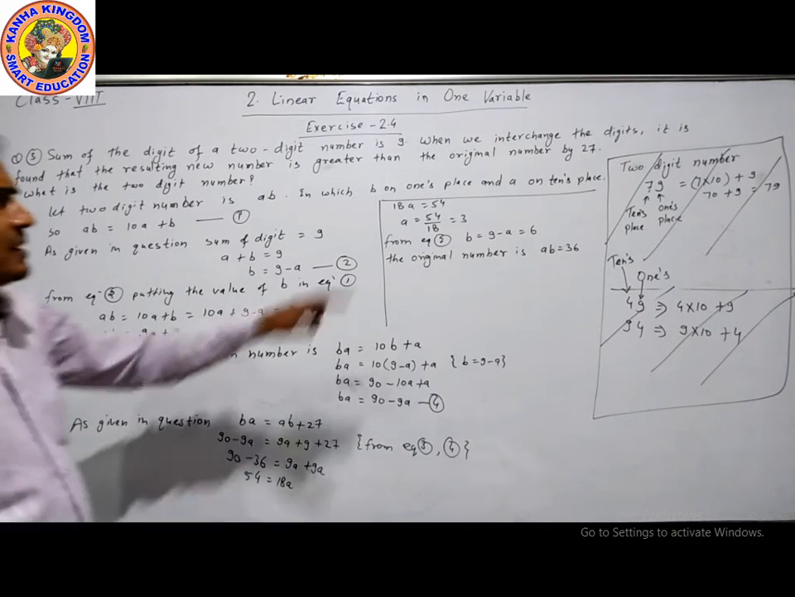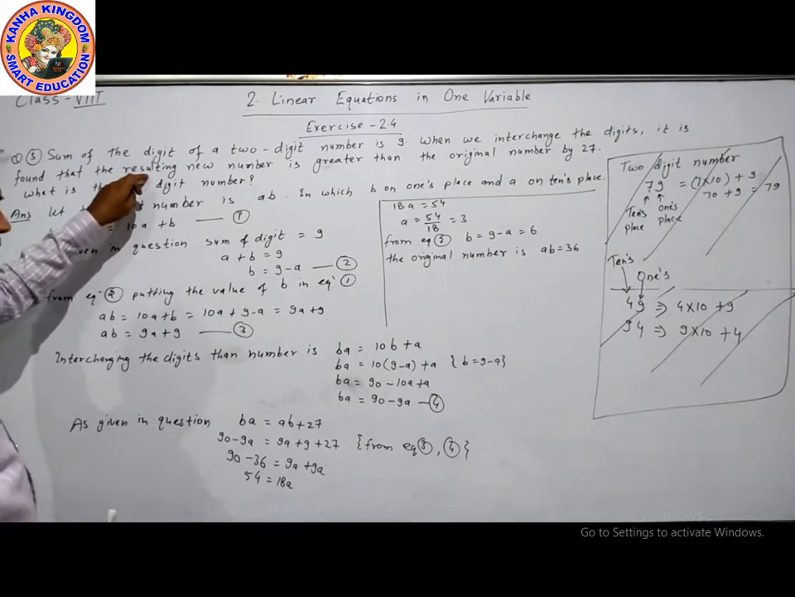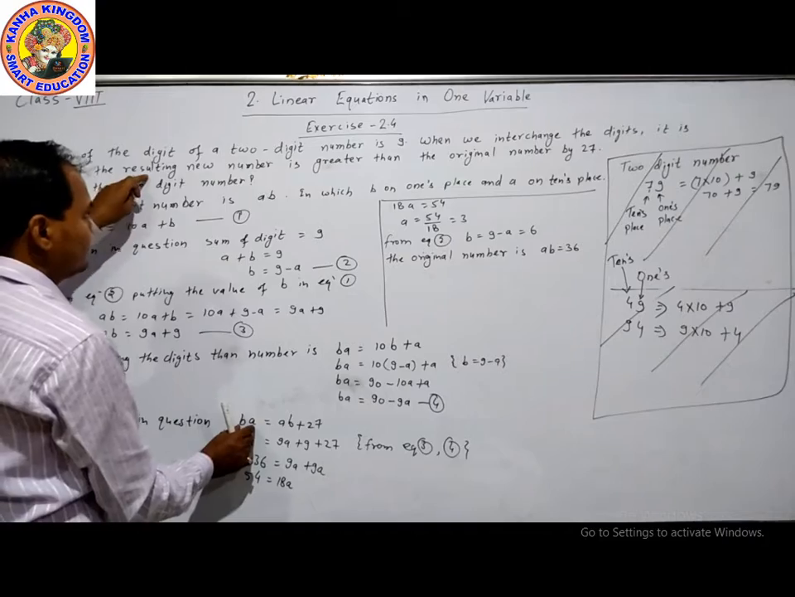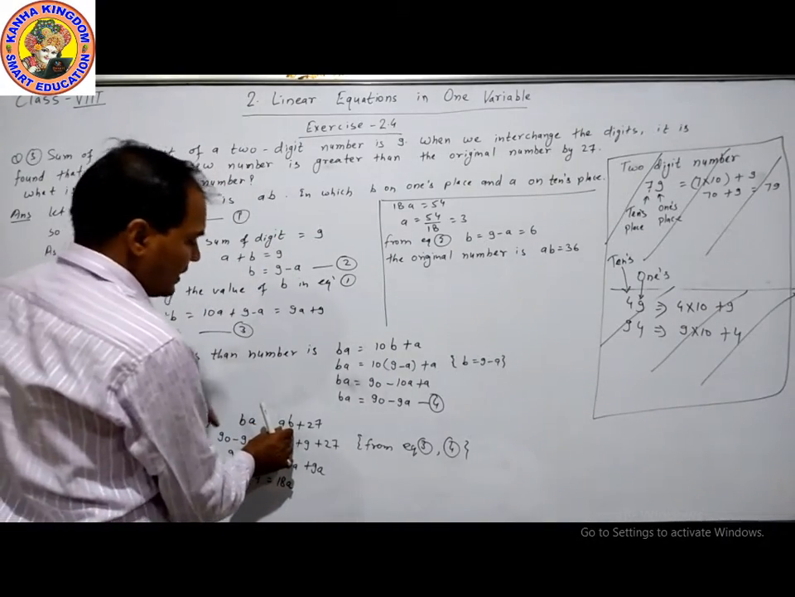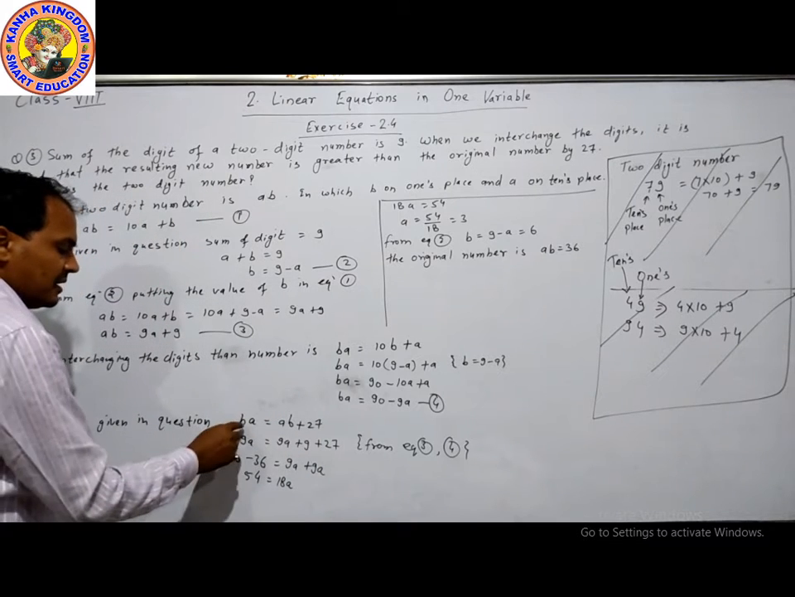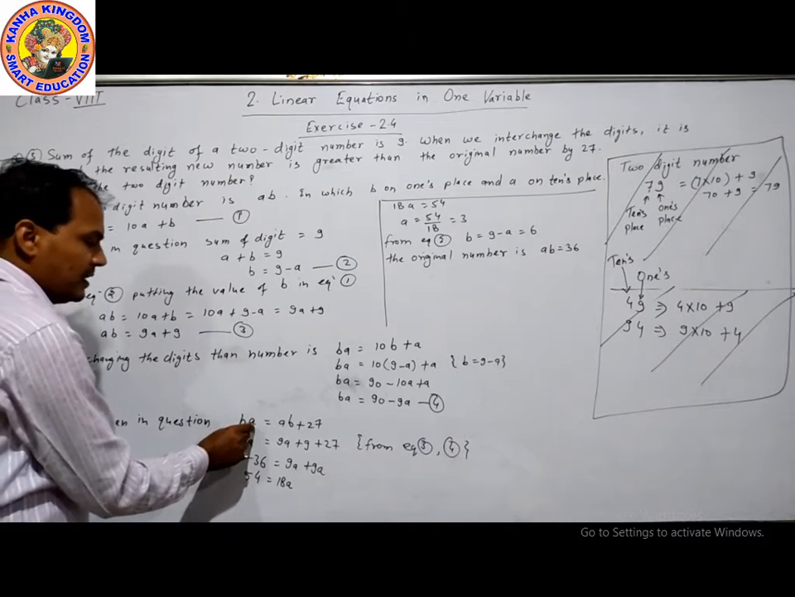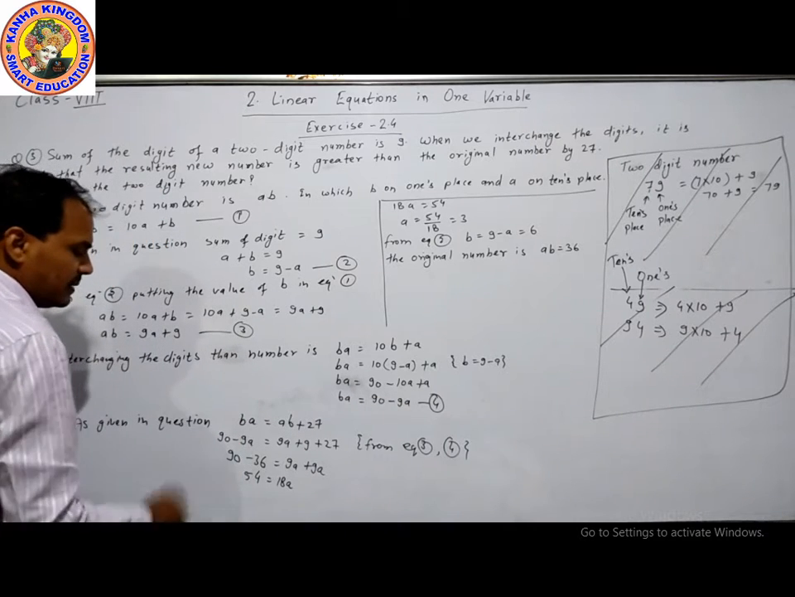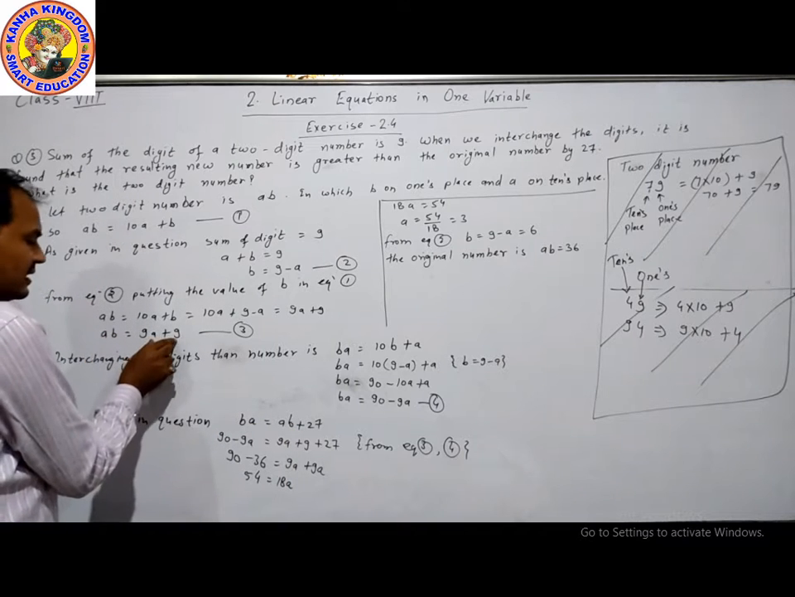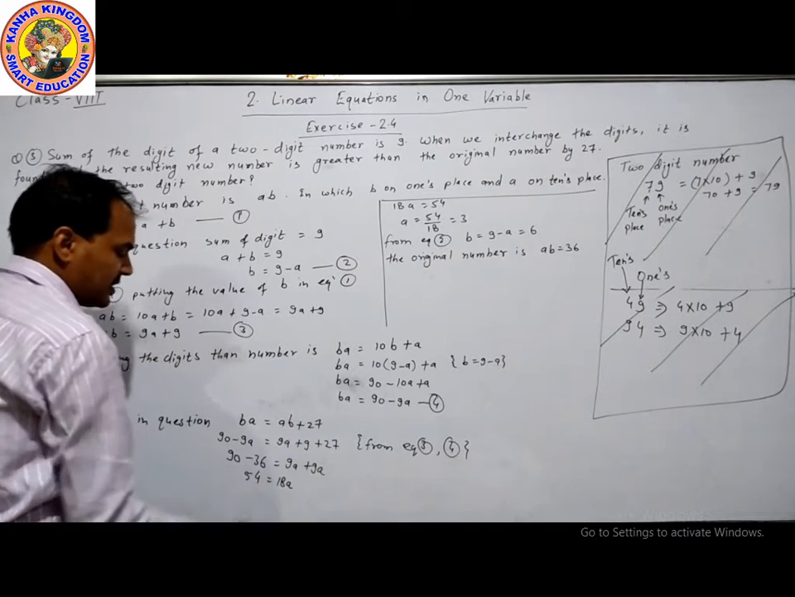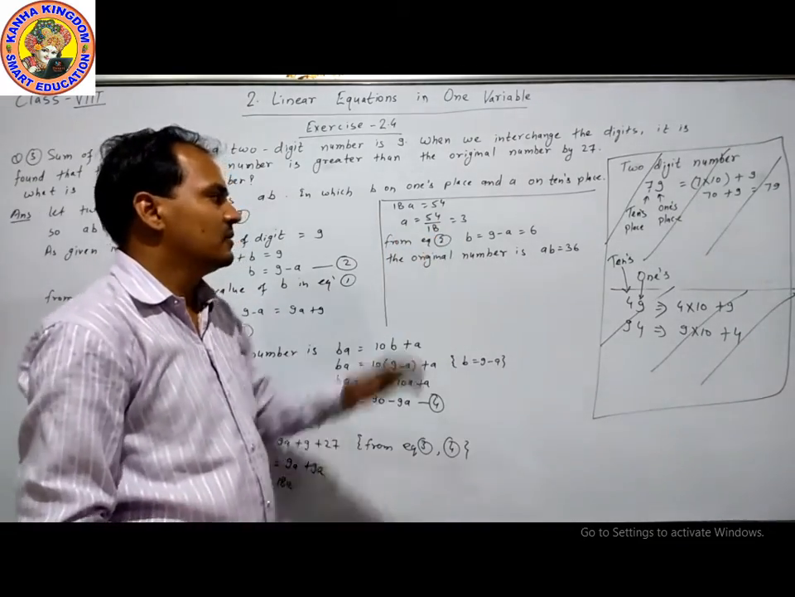Now in the question, when we interchange the digits, we find that the resulting new number BA is greater than the original number AB by 27. BA is equal to AB plus 27. Put the value of BA, 90 minus 9A. Put the value of AB, 9A plus 9, then plus 27. After solving the equation, we get A is equal to 3.